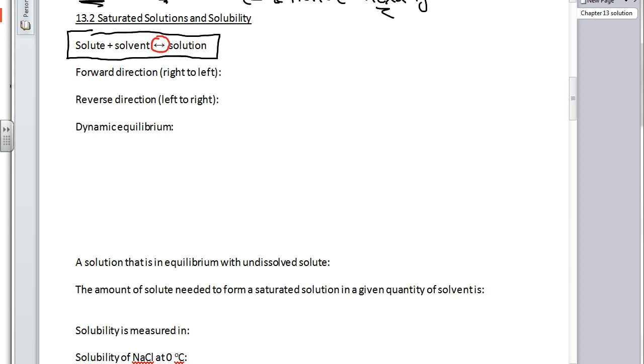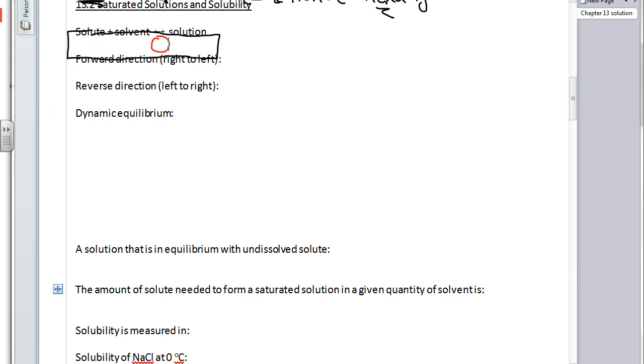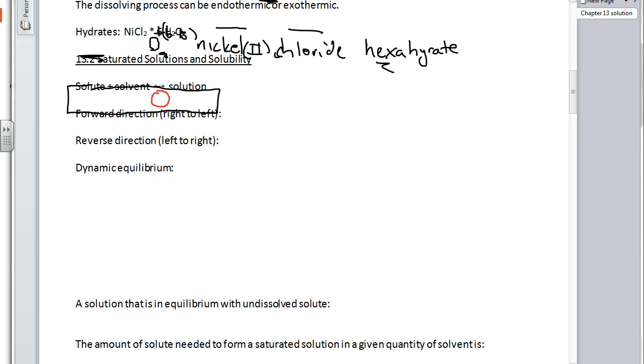So we talked about the forward direction. On the forward direction, which is defined as going from the solute and solvent, right, to left. And I think I typed that wrong. It really is left to right. I'm going to have to change that right now. Okay, I fixed it. So now the forward direction is going to be left to right. So this is our forward direction here, left to right. And that's going to be called solvation.